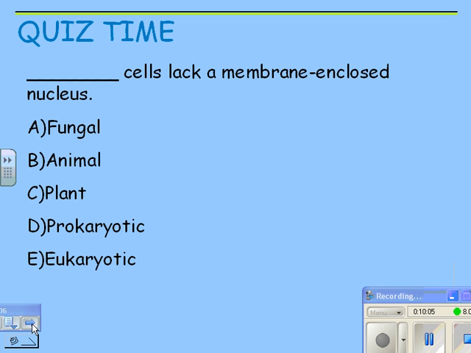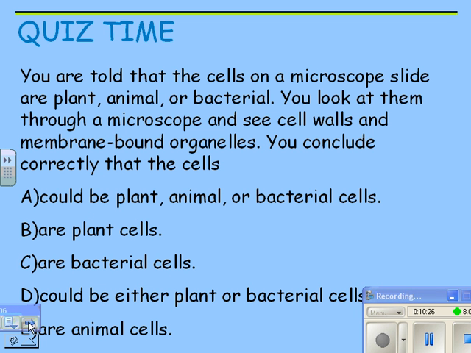Blank cells lack a membrane-bound nucleus. So important. You've got to know this one. Fungal, animal, plant, prokaryote, eukaryote. That is prokaryotic. Eukaryotic are all of these. They all have a nucleus, and that's what defines prokaryotes as prokaryotes. They do not have a nucleus.